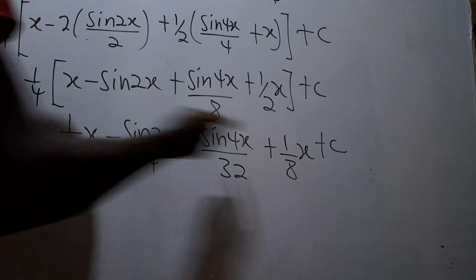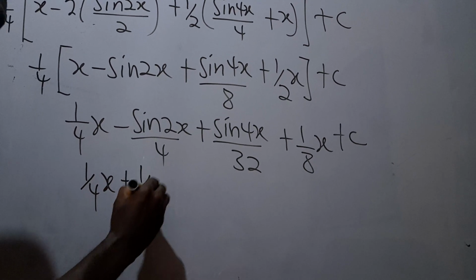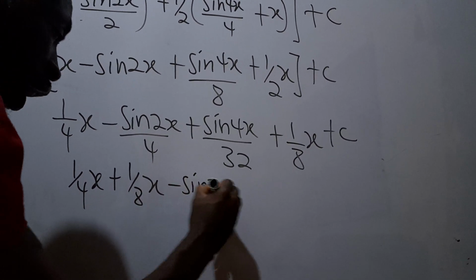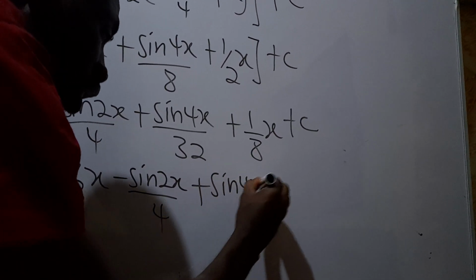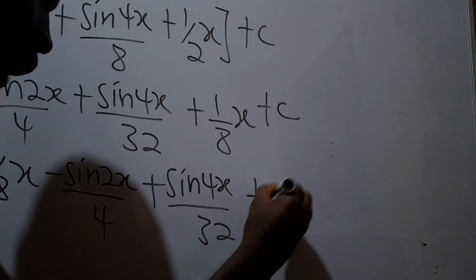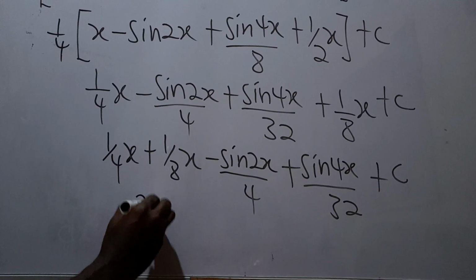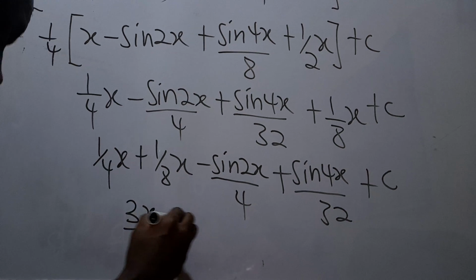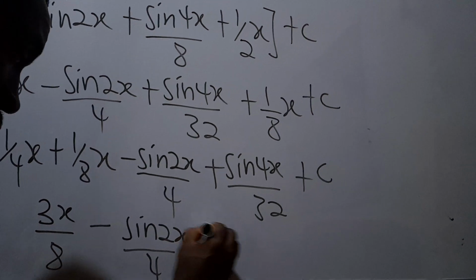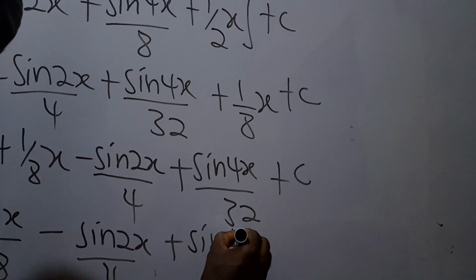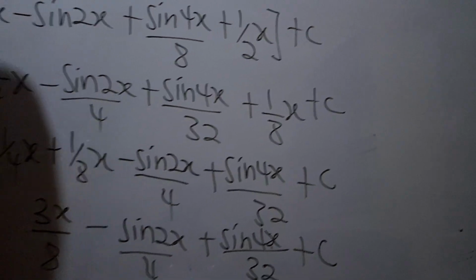Now, these are like terms. We bring them together. So we get 1/4 x plus 1/8 x minus sine 2x over 4 plus sine 4x over 32, then plus our constants. 1/4 x plus 1/8 x will give us 3x over 8 minus sine 2x over 4 plus sine 4x over 32, then plus our constant of integration.